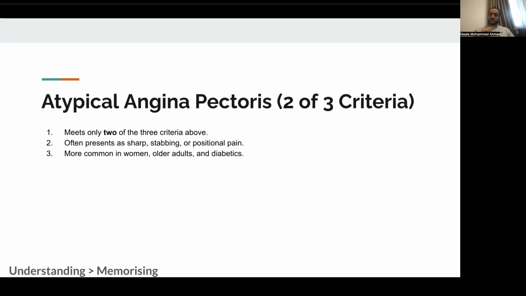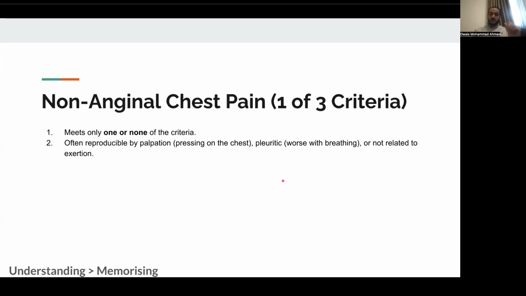Second, atypical angina pectoris, two of the three criteria. It meets two of the above criteria. So let's recall the criteria. First one is substernal chest pain: tightness, heaviness, pressure. Second one is any sort of exertion or emotional stress. Third one is, for example, relief with rest and nitroglycerin. He presents a sharp, stabbing and positional pain. It usually occurs in women, elderly, and people with diabetes.